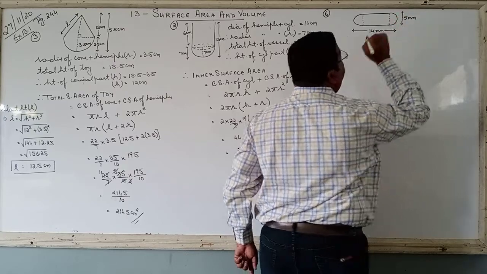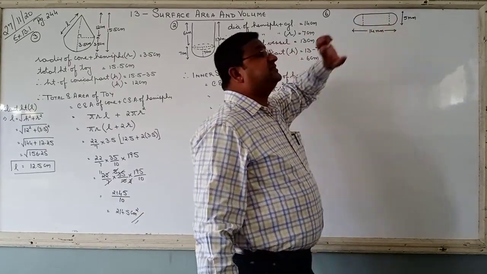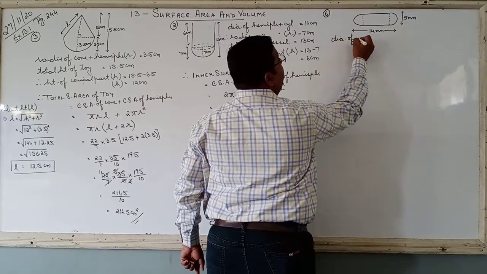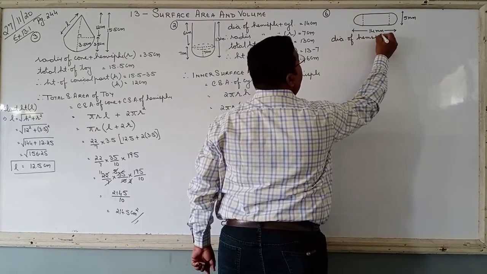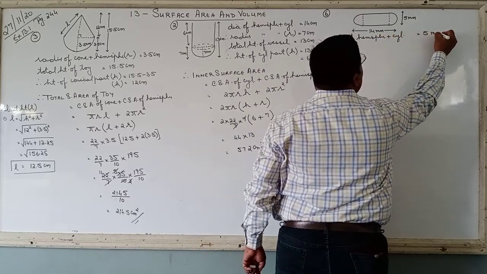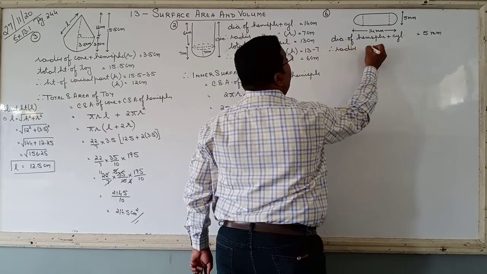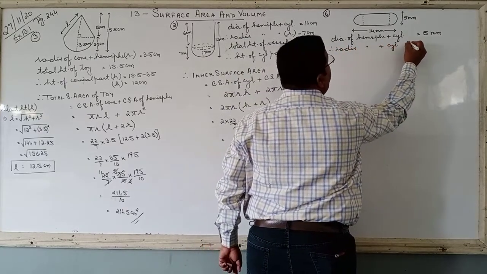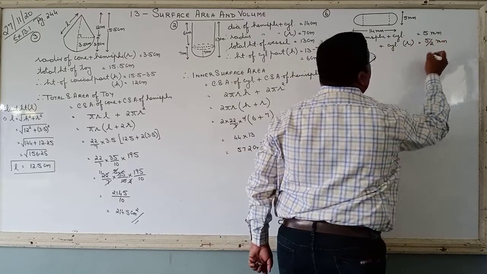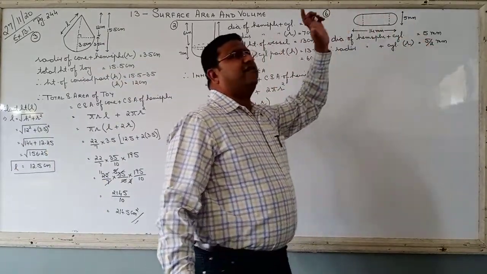So will the diameter of this hemisphere as well as this cylinder be the same? Diameter of hemisphere and cylinder is equal to 5 millimeter. So therefore the radius of hemisphere and cylinder, that is r, will be 5 by 2 millimeter. All of us know the relation. Don't bring it into decimal. Let it be in fraction form.